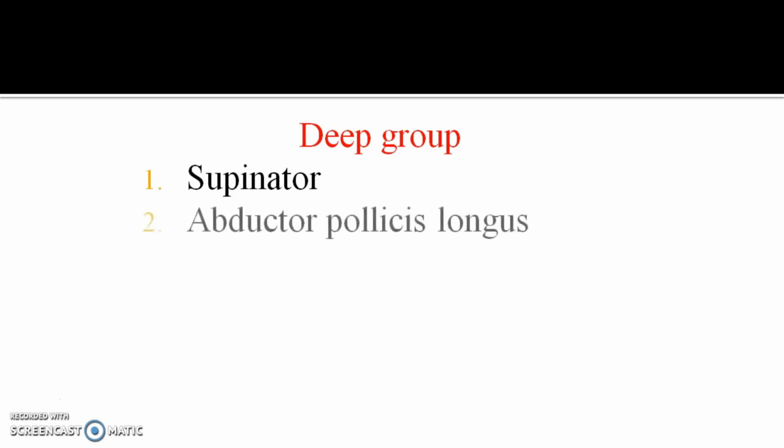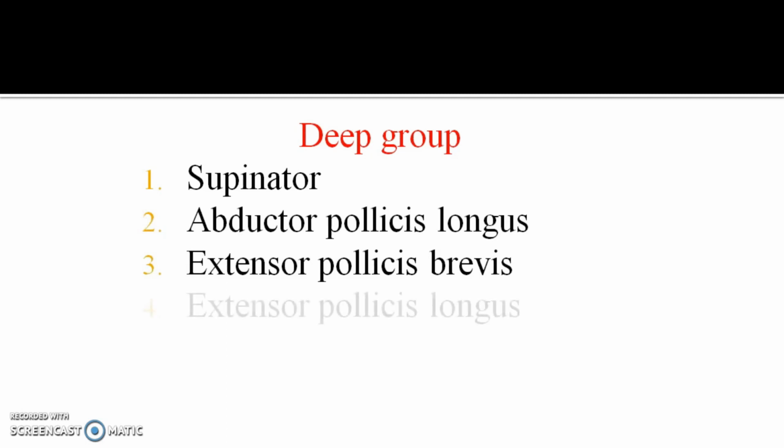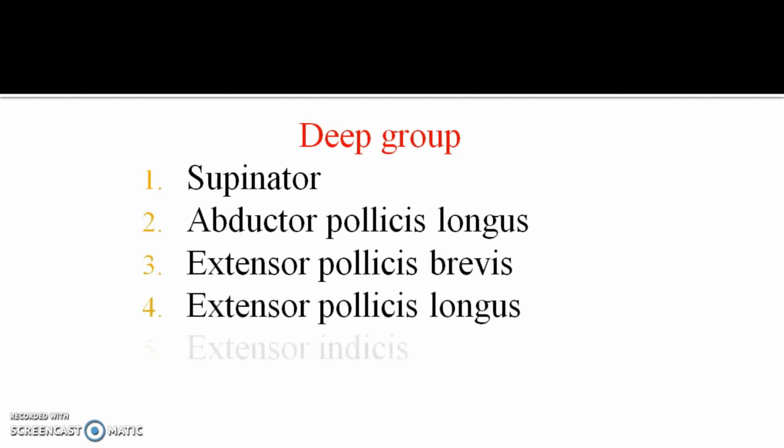Now we are going to see the deep group muscles. The deep group has 5 muscles, and the first is the supinator muscle. We already dealt with this muscle in the cubital fossa, where it forms the floor. Along with supinator we have abductor pollicis longus, extensor pollicis brevis, extensor pollicis longus, and then extensor indicis. These are the 5 muscles that form the deep layer in the extensor compartment. About the details of these muscles we are going to learn now.